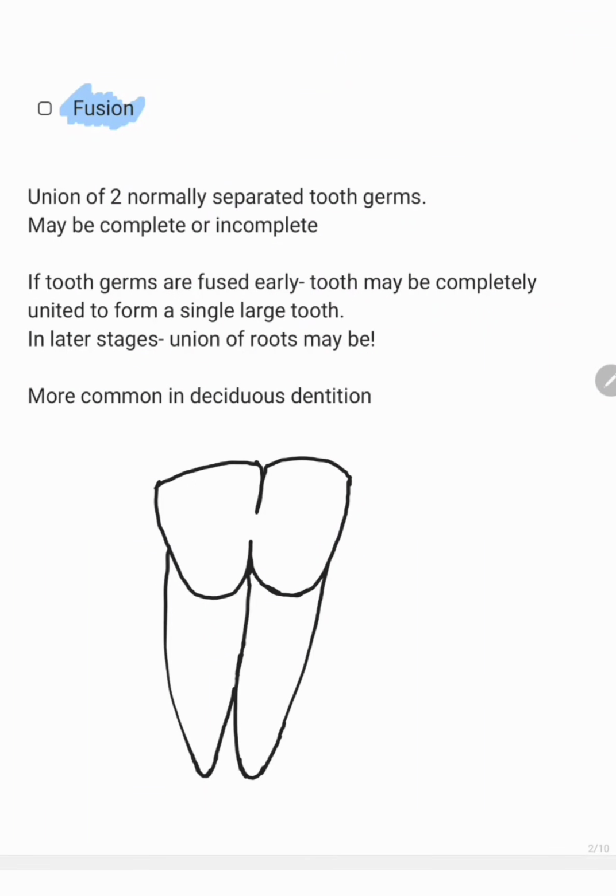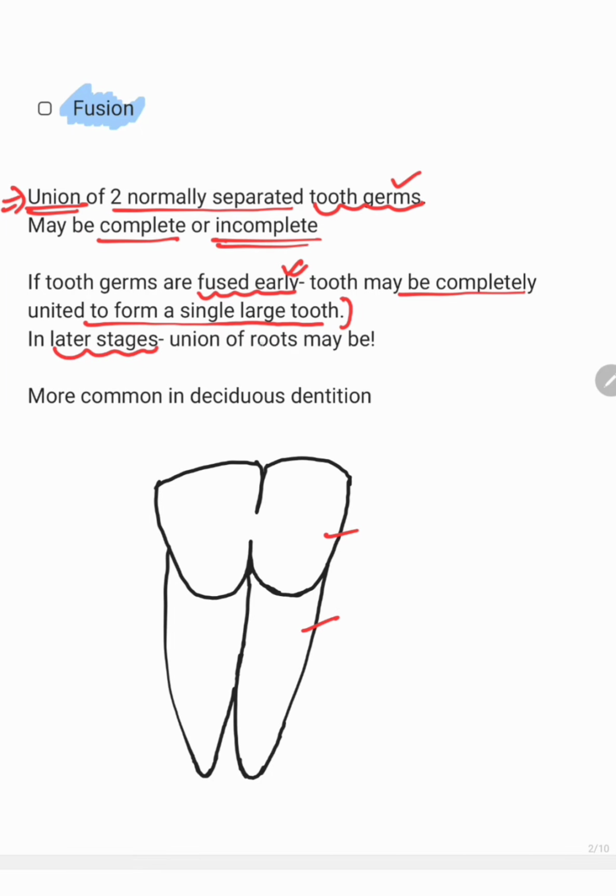So the next topic is fusion. In fusion there is union of two normally separated tooth germs. It can be complete or incomplete, depending upon the stage of tooth development. If the fusion has occurred in early stages, the teeth may be completely united to form a single large tooth, right? The crown and the root will be fused. But in later stages, if fusion occurred between the tooth germs, then union of only roots may occur, right? It is more common in deciduous dentition.